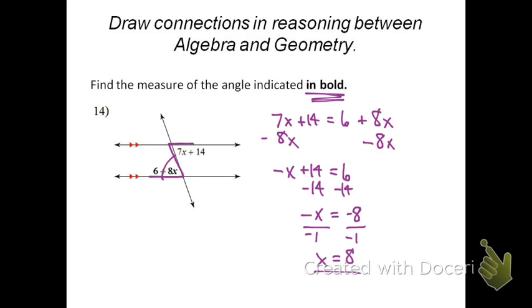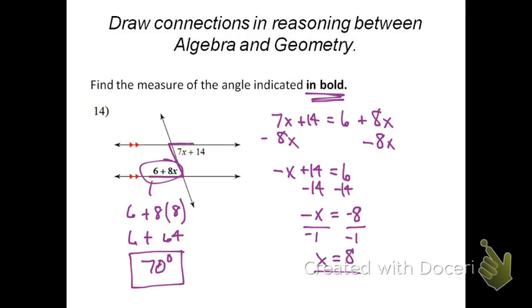So let's figure out the 6 plus 8x. So we have 6 plus 8 times x is 8. Simplify. 6 plus 64. That would be a nice 70-degree angle right there. Slam dunk.